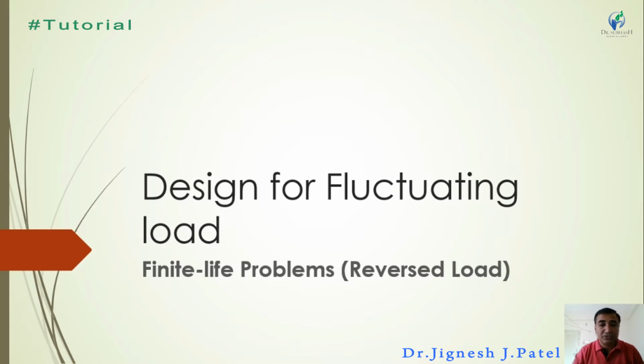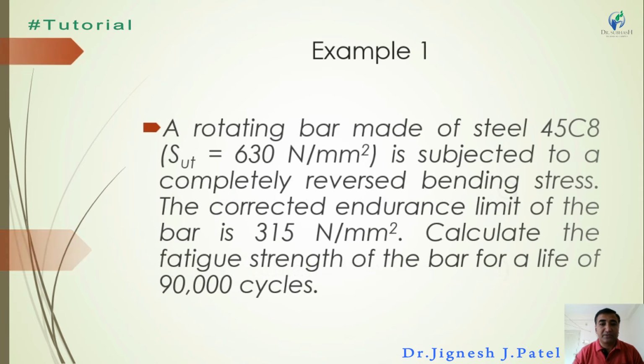Hello friends, today we are going to solve some problems for design for fluctuating load, finite life problems, reverse load. Let us start with one example. A rotating bar made of steel 45C8, SUT equal to 630 Newton per mm square, is subjected to a completely reversed bending stress. The corrected endurance limit of the bar is 315 Newton per mm square. Calculate the fatigue strength of the bar for a life of 90,000 cycles.